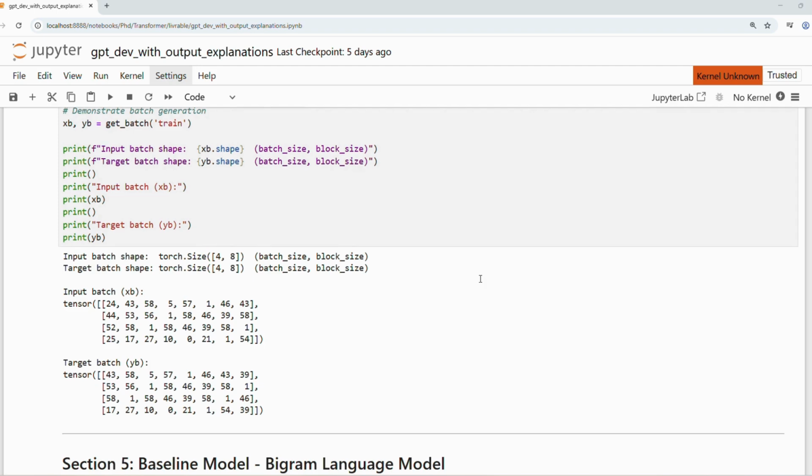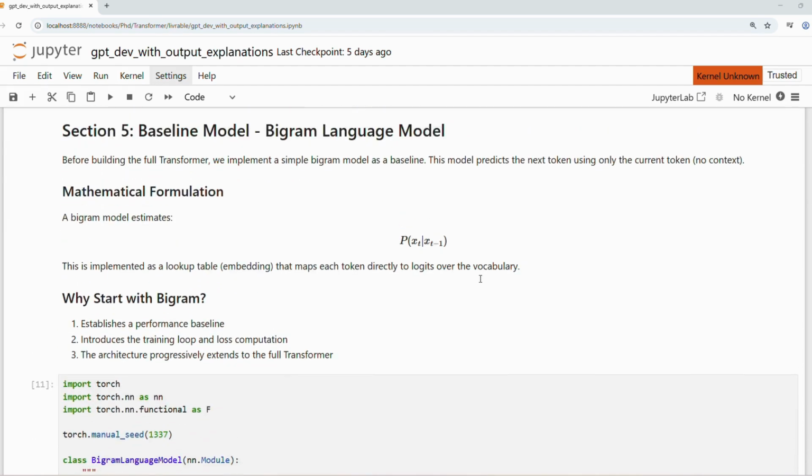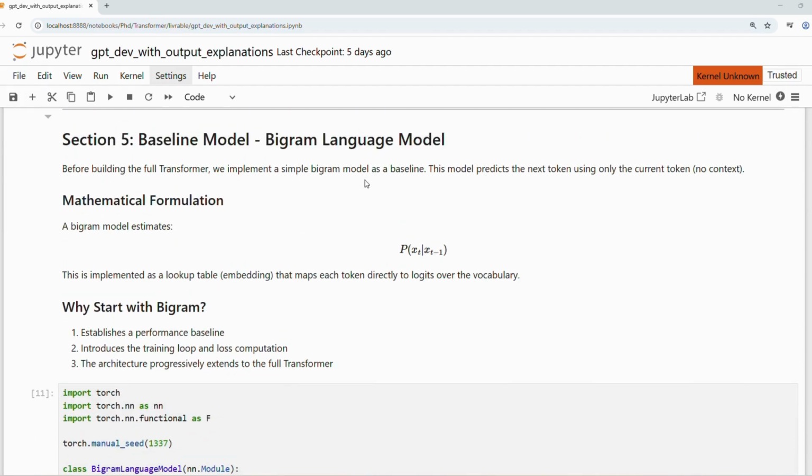Before we build the full transformer, we start with the simplest possible language model, a Bigram model. This model predicts the next token using only the current token, no context whatsoever. Mathematically, a Bigram model estimates the probability of the next token given only the previous token, p of x_t given x_{t-1}.